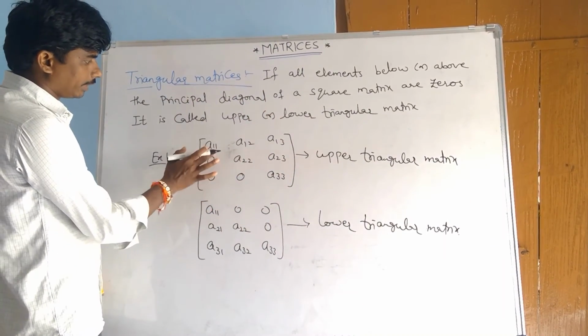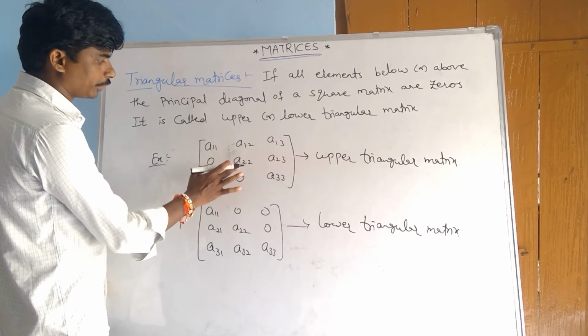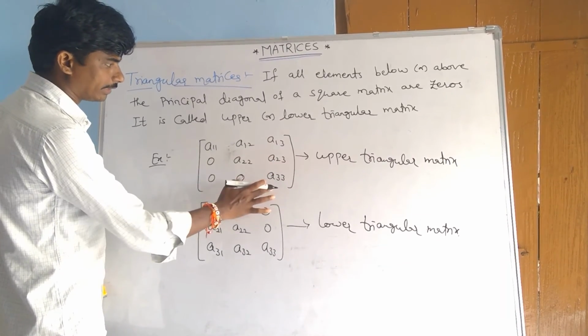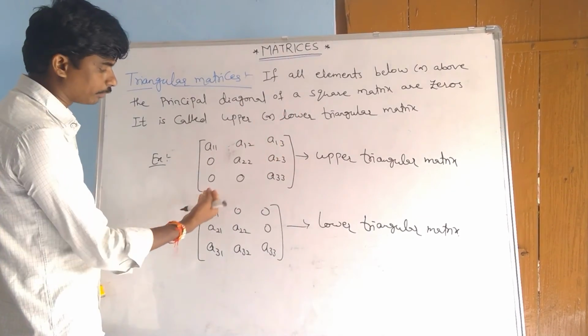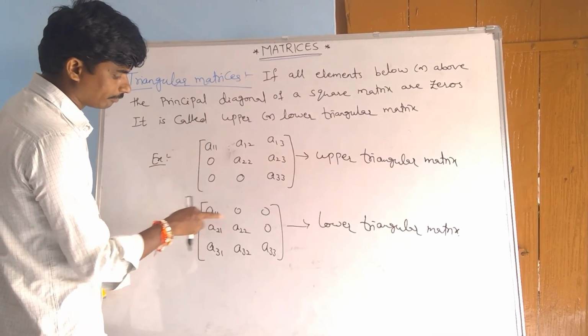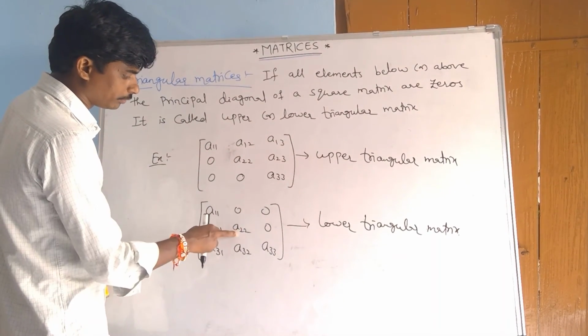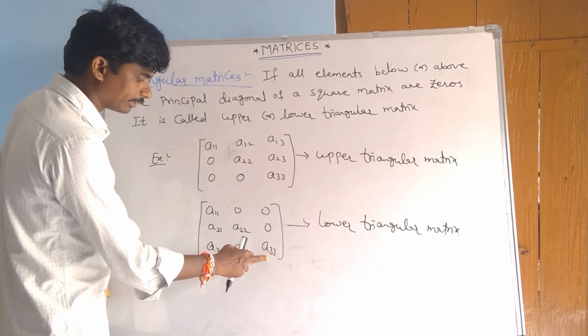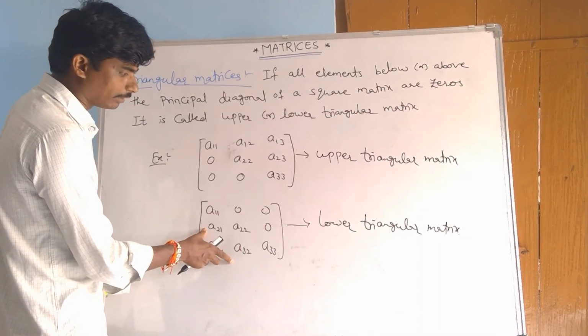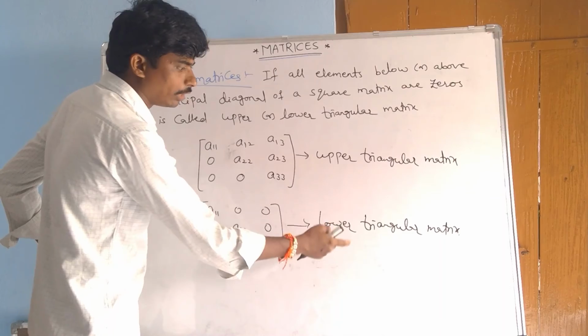Now A11, A12, A13, 0, A22, A23, 0, 0, A33. This is an upper triangular matrix. Below values are 0. Next, A11, 0, 0, A21, A22, 0, A31, A32, A33. Upper values are 0 and below values are not equal to 0. This is a lower triangular matrix.